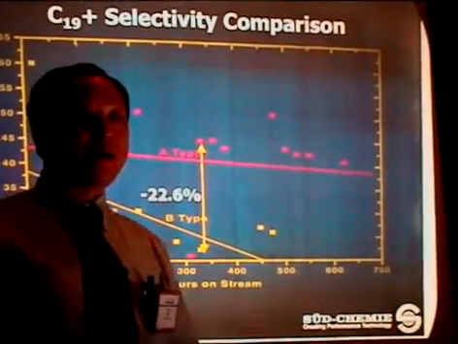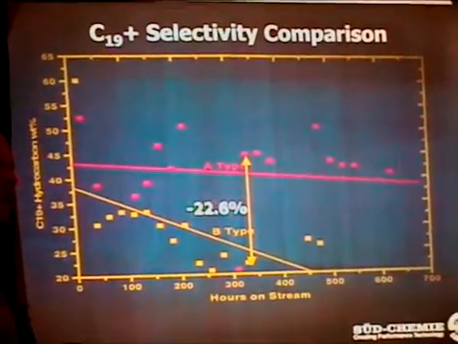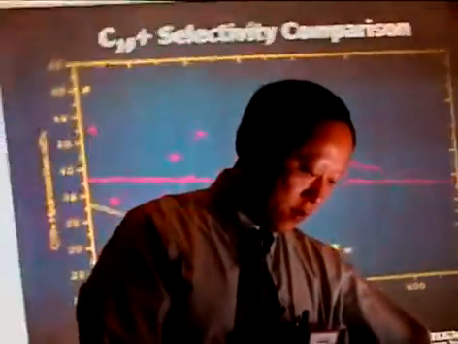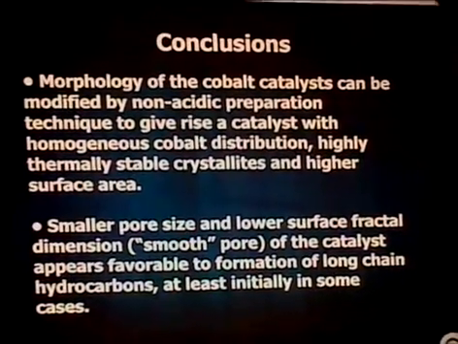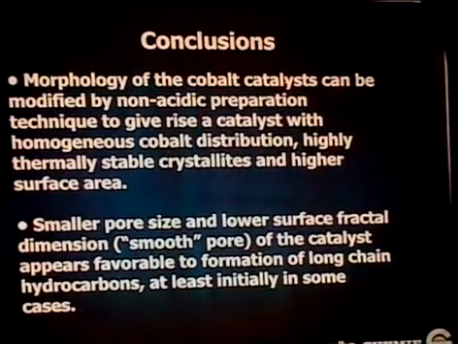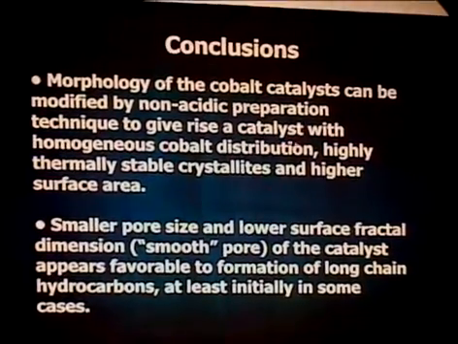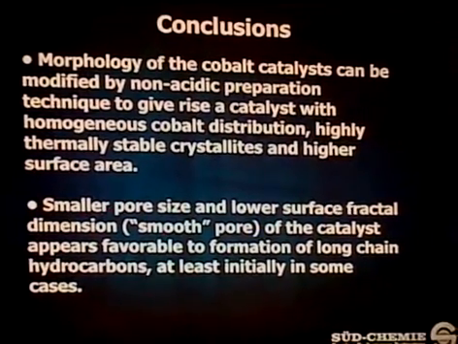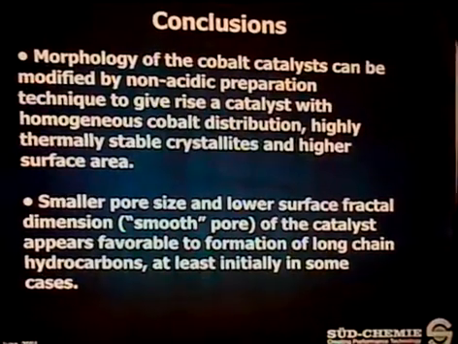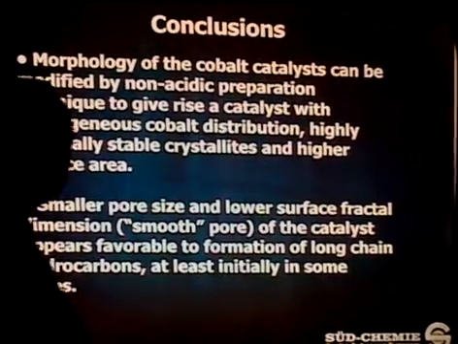This is associated with the thermal stability of the catalyst, and also with the SEM observation. It seems we get a catalyst a little different from just using cobalt nitrate, the conventional preparation method. Here is a very simple conclusion from the simple experiments. First, morphology can indeed be modified by the so-called non-acidic preparation technique, which gives a catalyst with a more homogeneous cobalt distribution, a highly thermally stable crystalline size, and high surface area. It has a smaller pore size and a lower surface fractal dimension, which means smooth pores of the catalyst appear favorable to formation of long-chain hydrocarbon. At least this is the initial activity, which has run 10 days.